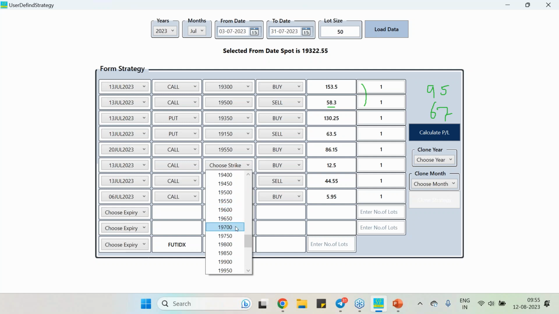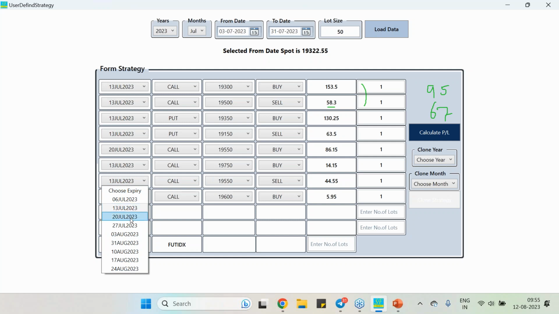You can go for 19,700 also. So slightly you have to take. Here we are getting almost 70 rupees. Or you can go 700 or 750, because the more credit you get the better. You have to get 75 rupees credit; 72 you are getting, well and good.